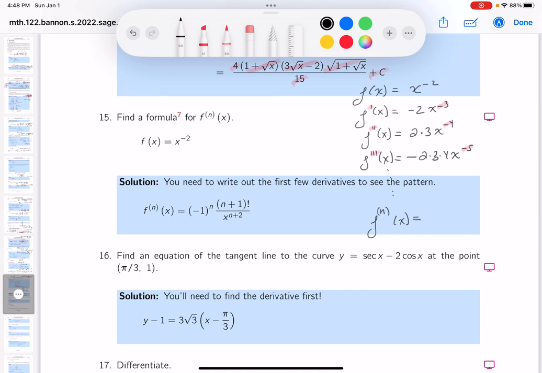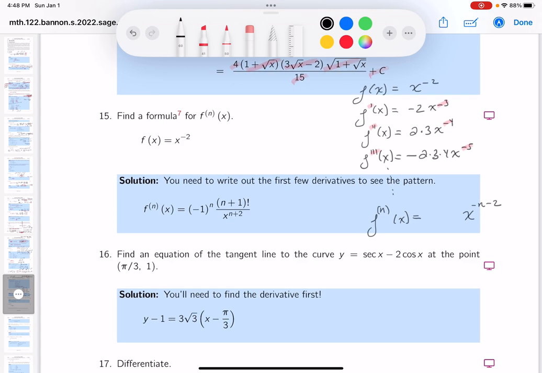What am I seeing over there? I'm going to write down x to the minus n minus 2. Let me make sure that's true, by the way. So the third one would give you minus 3 minus 2, which is minus 5. That worked out beautifully here. Let's do the second one. It would give you minus 2 minus 2, which is minus 4. That worked out beautifully. Let's put the next one down. That would give you minus 1 minus 2, which is minus 3. Worked out beautifully. All right. But it would also work for the 0 because you'd get minus 2.